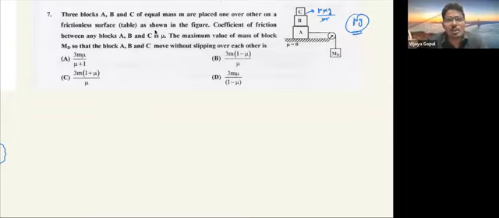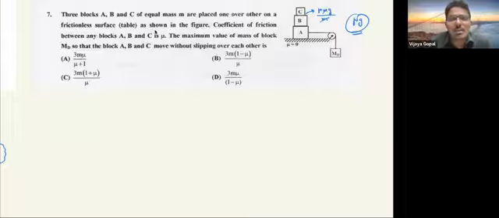But the blocks which are moving only because of friction, there the complete game lies. Because we know friction has a limit. F limiting is the maximum friction that can be there, so I cannot go beyond that value. So the blocks which are moving only because of friction will always have limiting conditions or limits.